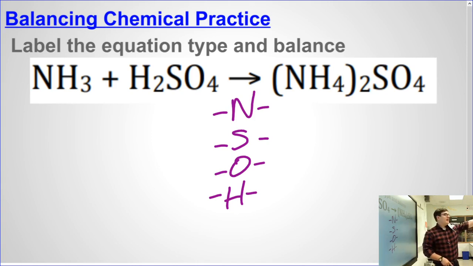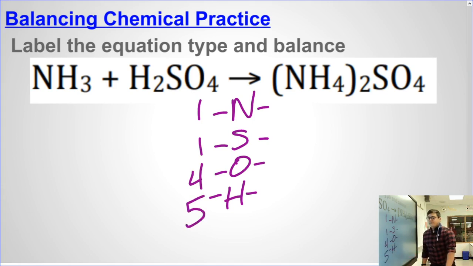Kate, how many nitrogens do you have on the left side? 1. Fantastic. How many sulfurs? 1. Fantastic. How many oxygens? 4. Fantastic. And hydrogens? 5. Fantastic. All right, everybody follow with me on that? See the 5? The 5 is the 2 plus the 3 right there and gives us 5 in total. Feeling good? Alright, ready for the parentheses part?